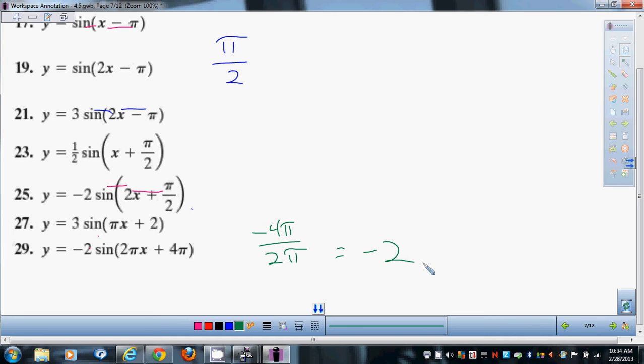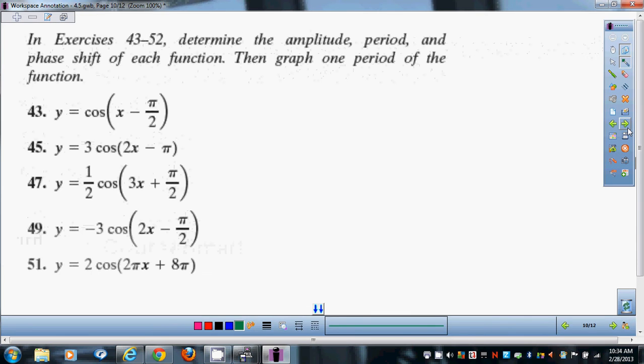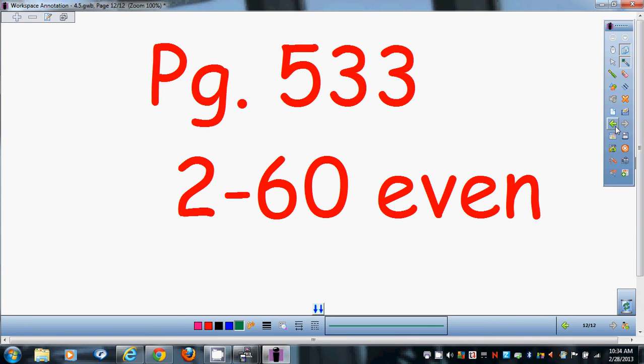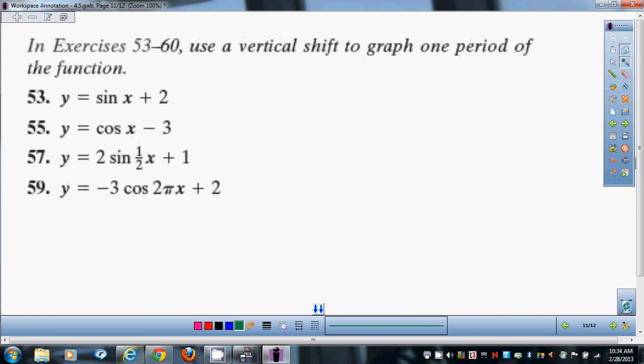Now, vertical shift is the easiest thing. Oh, just kidding. Where's vertical shift? I apparently left it off. Vertical shift is the easiest thing in the entire world, and it's the exact same as it's been since the very first section we did. Without even telling you where you're going to find vertical shift, who thinks they can look at this and tell me what the vertical shift is on number 53? It's 2. What about 55? Down 3. 57. Up 1.